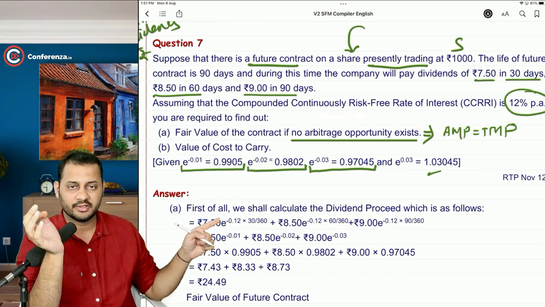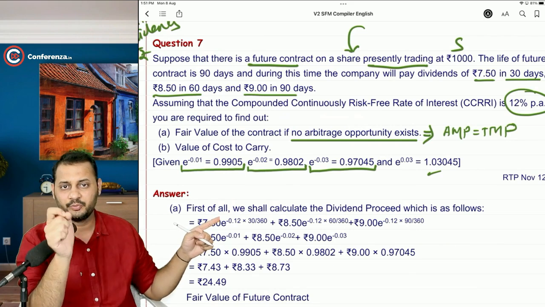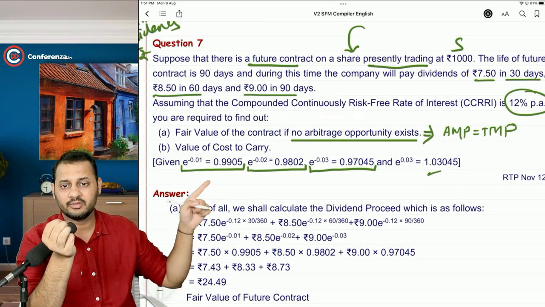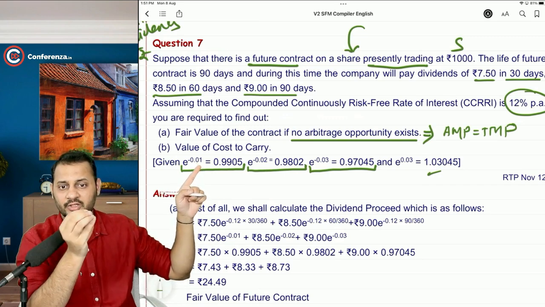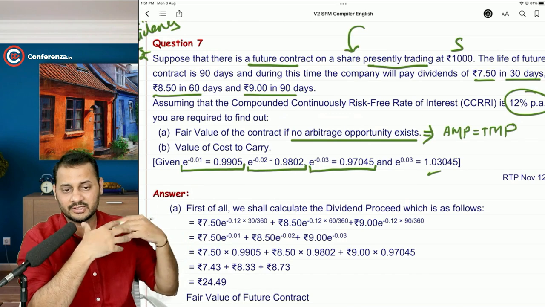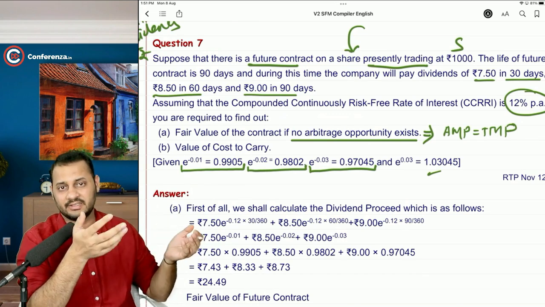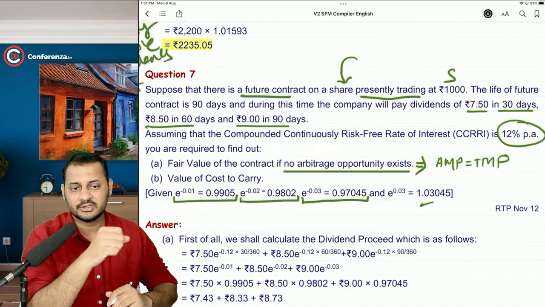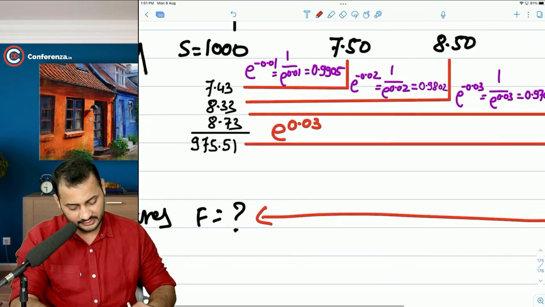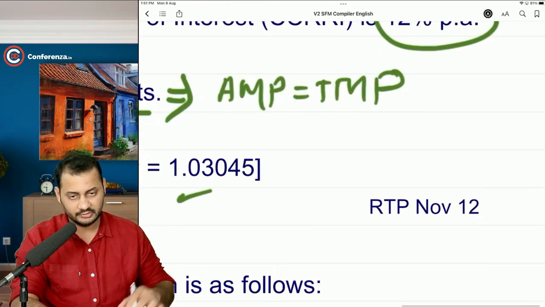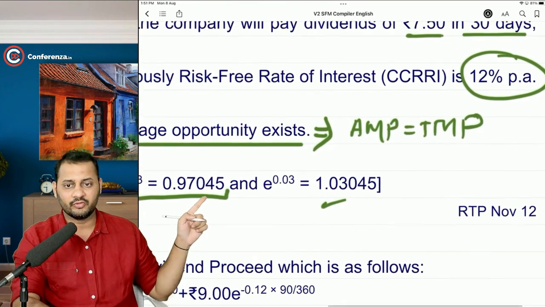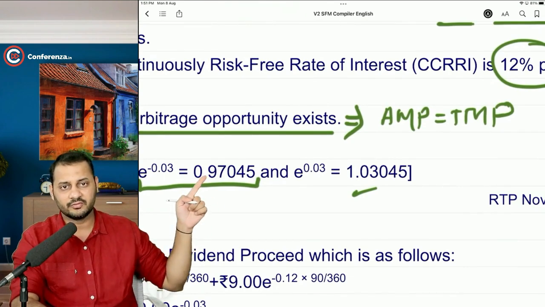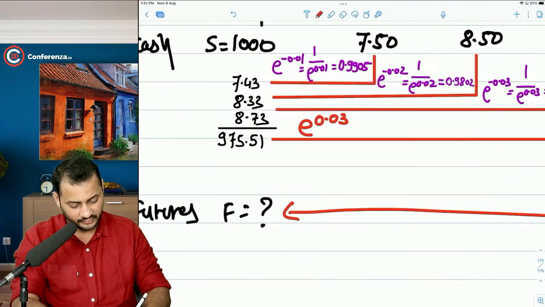12 months, 12% rate into 30 by 360. 360 should be taken so that the proper answer will be calculated. Why 360? Because you can see the direct values of 0.01, 0.02, 0.03 are given to you. That is only possible when you take the days as 360, not 365. So we have to calculate the 90 days, that means 3 months rate, and that's it. e to the power 0.03 is nothing but 1.03045. Both of them are the inverse of each other.